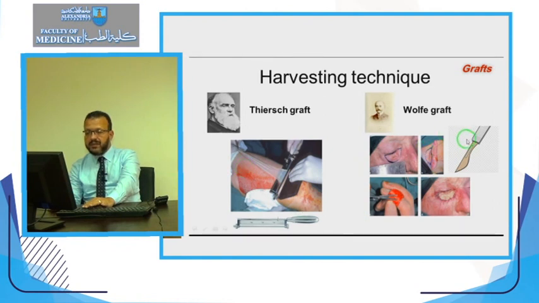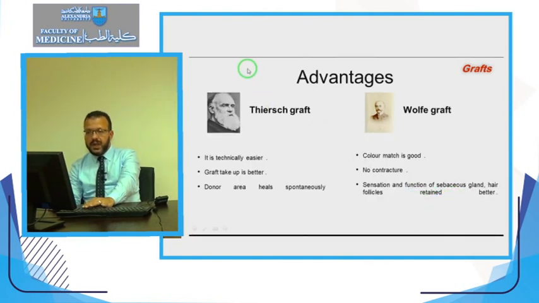While in the Wolfe graft, the harvesting technique is by scalpel, like in this lady suffering from basal cell carcinoma, and the full thickness skin graft was harvested from the post-auricular skin and applied to the recipient site. Of course, there are several advantages of the split thickness skin graft. It's technically easier, the graft take is better, the donor area heals spontaneously, and the donor areas are unlimited for the split thickness skin graft.